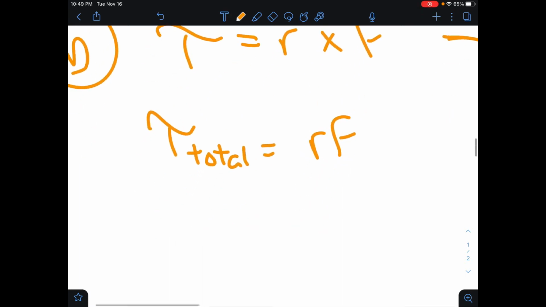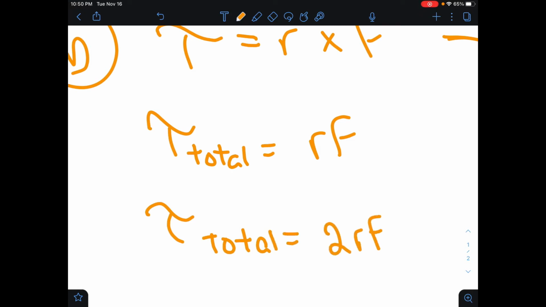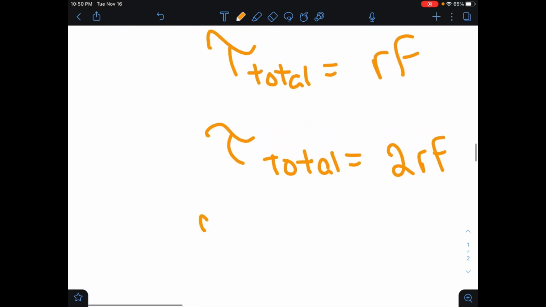But we have two rockets, so it's actually 2 RF. Radius times force, that's what the F and the R stand for. So our total torque is actually going to be equal to, that's what's asking for the correct torque.